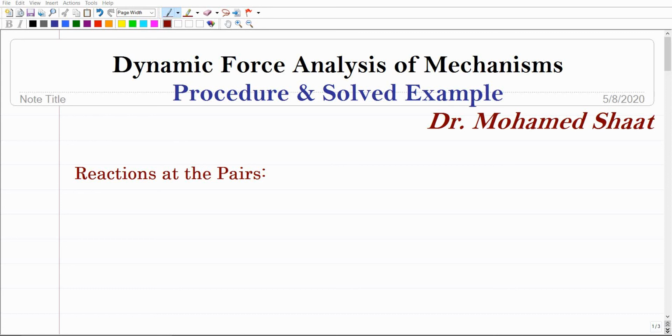In this video we're going to continue the topic that we started in the previous video, which is the dynamic force analysis of mechanisms. In this video I'm just going to explain the general procedure of how we can do dynamic force analysis of a mechanism. Then I'm going to show you an example. I'm going to solve an example on this topic.